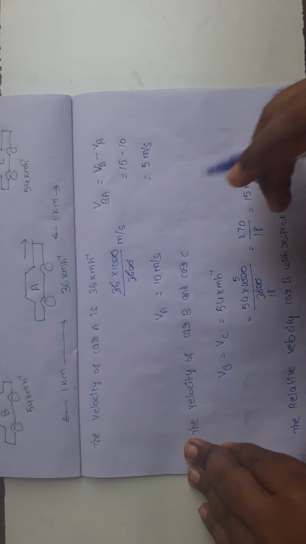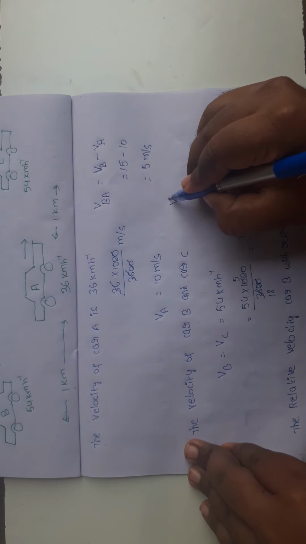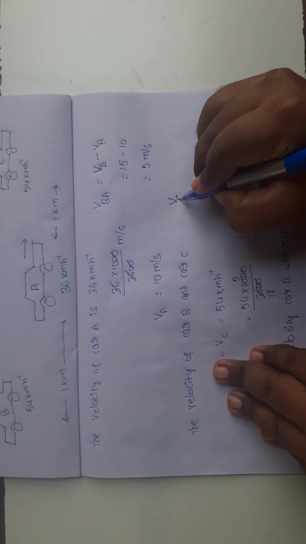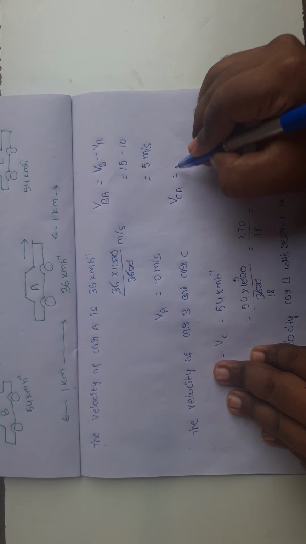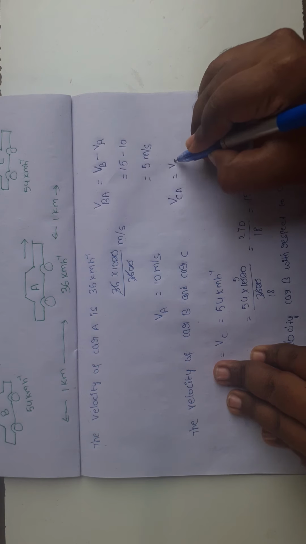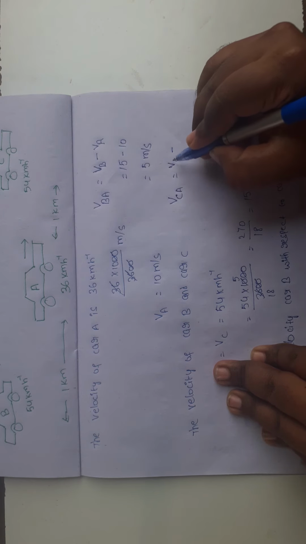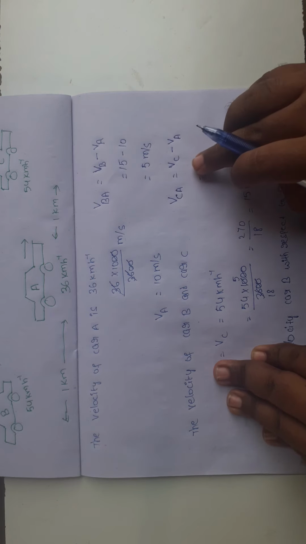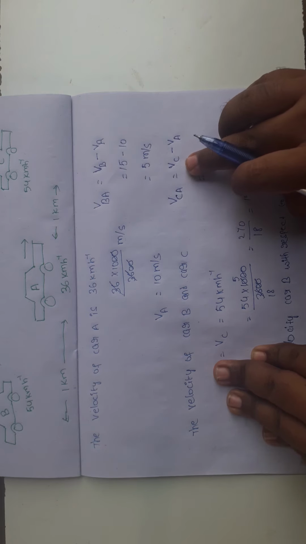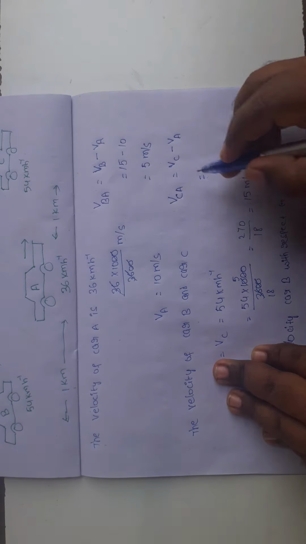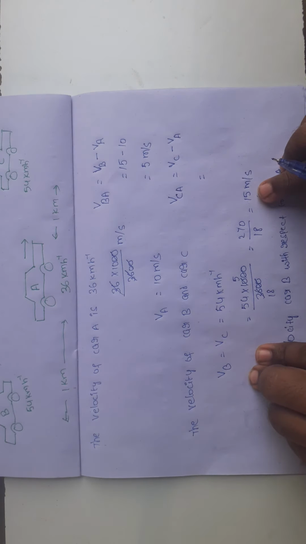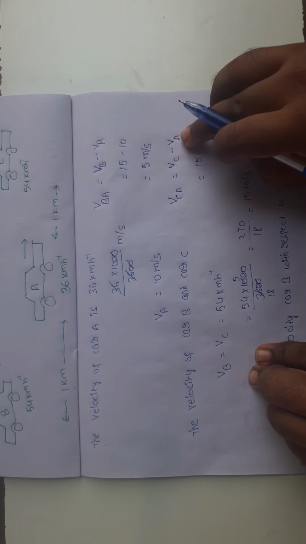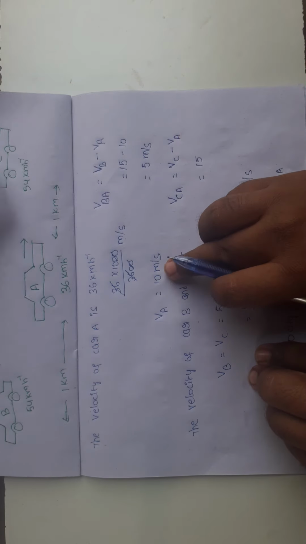Next, similarly, I am going to find the relative velocity of car C to car A. What is the formula here? VC, the velocity of car C, minus the velocity of car A. What is the velocity of car C? 15 meters per second. What is the velocity of car A? 10 meters per second.